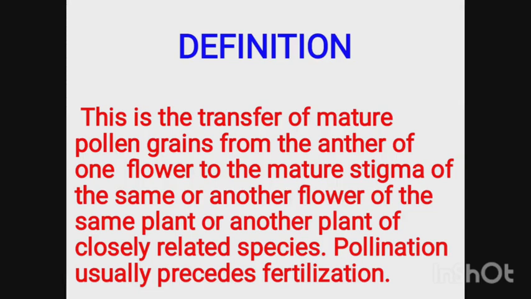So pollination is the transfer of this pollen grain, which is the male sex gamete, from the anther of a flower to the stigma of the same flower, or another flower of the same plant, or a plant that is closely related. Alright, so the point here is that both plants must be closely related, or they must be the same, for pollination to take place.